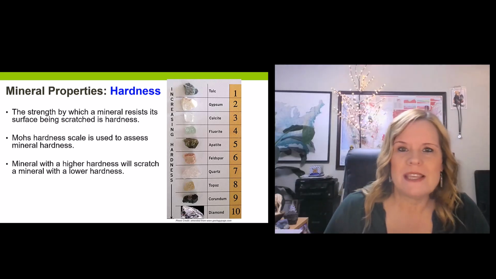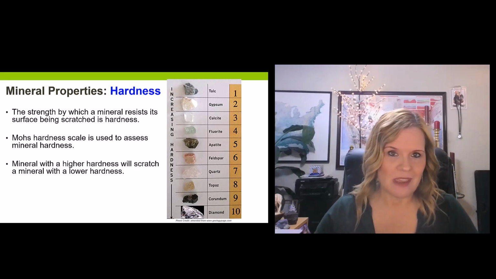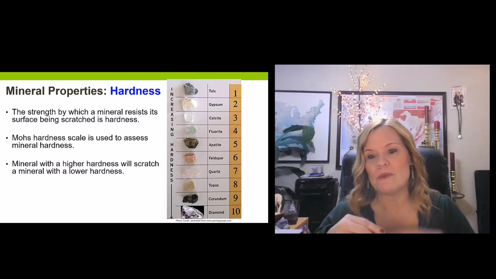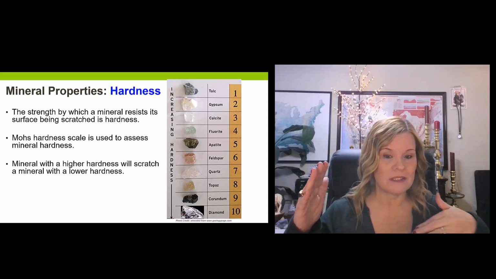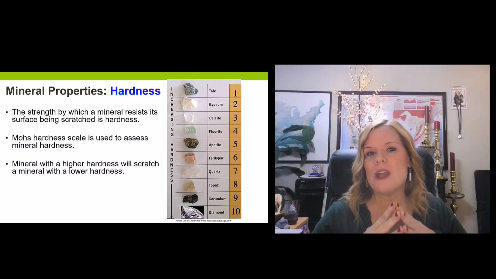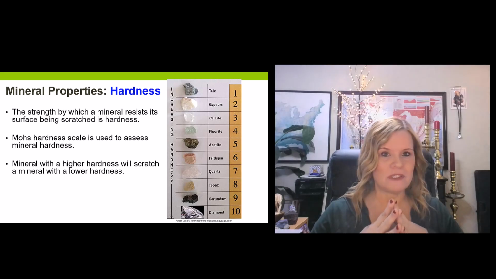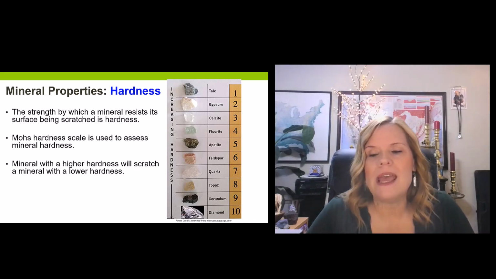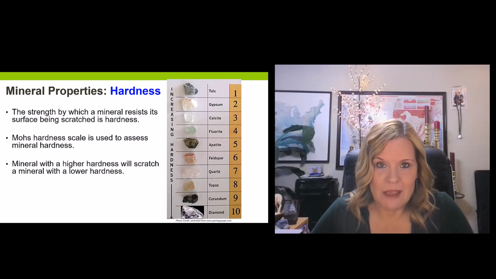But I do want to say that if you had something like topaz, which is an 8 on the hardness scale, topaz would scratch all the minerals that are above it in this diagram. That'd be 7 all the way up to 1, but it could not scratch corundum, which is a 9, or diamonds, which is a 10, or any minerals that were 9 or 10. So with that in mind, it might actually scratch another topaz.